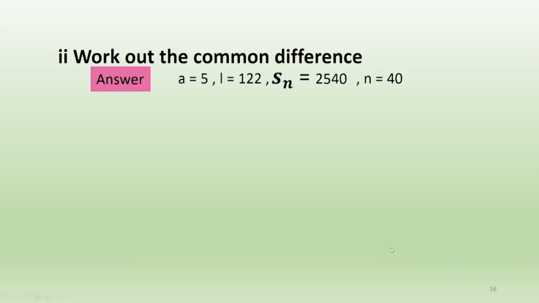In the previous one, we found there are 40 terms. So S40 equals 2540 because n equals 40. Using that, we can find the common difference. Our question is finding the common difference. For that, we can substitute into the next formula. I think you remember the formula. What's that? Sn equals n over 2 times (2a plus (n minus 1)d). Using that formula, we can find the common difference.